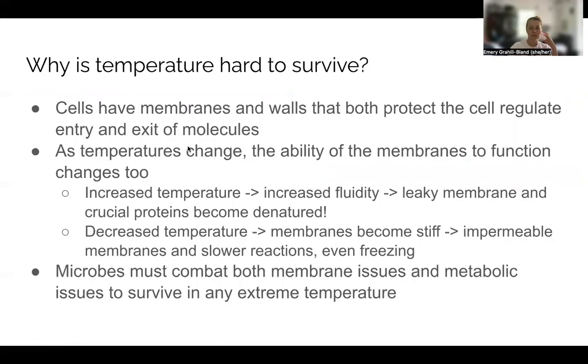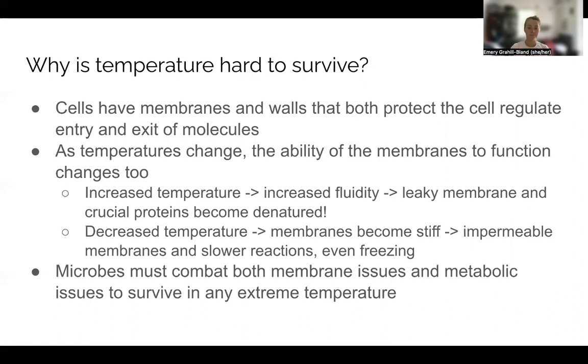Okay. So essentially what's happening to a microbe, cells have membranes and walls that protect the cell and regulate the entry and exit of molecules. And these are what defines an organism of this size, right? So we talked about surface area, volume, et cetera. So the cell wall and cell membrane are what are giving a microbe its shape and its function. But as temperature changes, the ability of these membranes to function also changes. So when you have increased temperature, you're increasing the fluidity of the membrane. The pieces that make up the membrane are moving past each other. The proteins can move more. The lipids can move more past each other. And you start to leak and you start to denature crucial proteins.